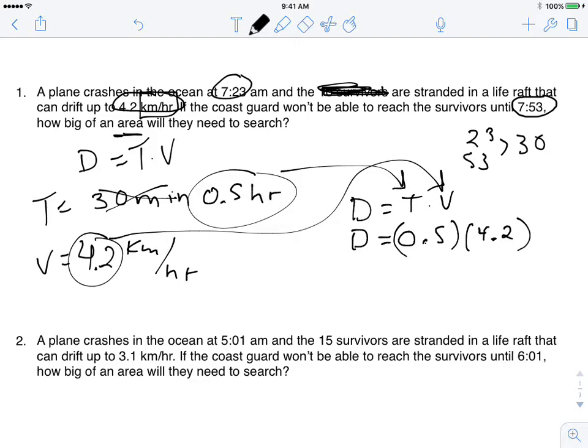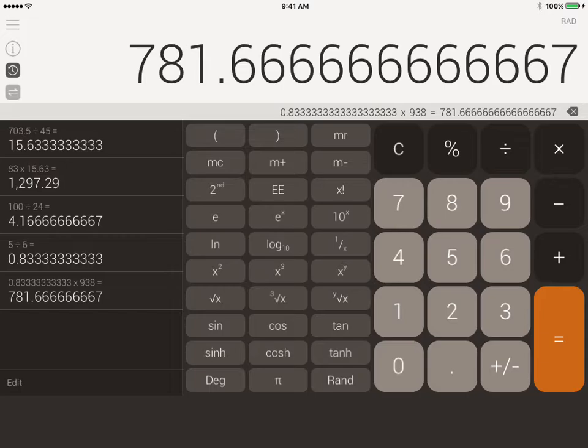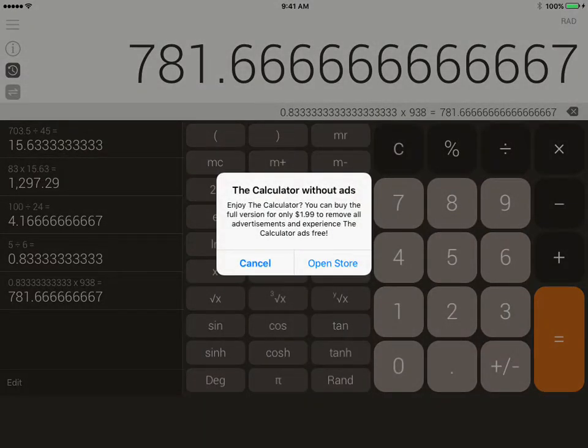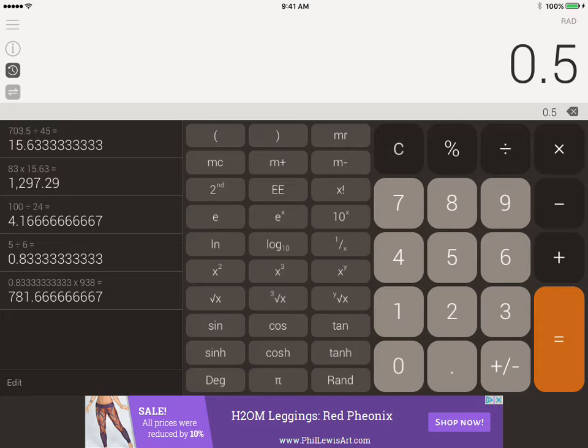I don't know what she thinks that's going to help, but all right, so 0.5 times 4.2. Let's go to our calculator, and I've got clear calculator. I don't like this calculator. 0.5 times 4.2. That's 2.1.